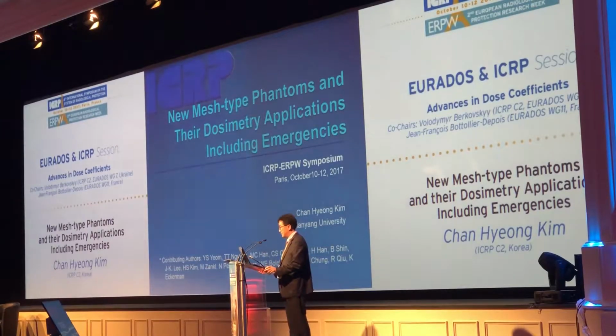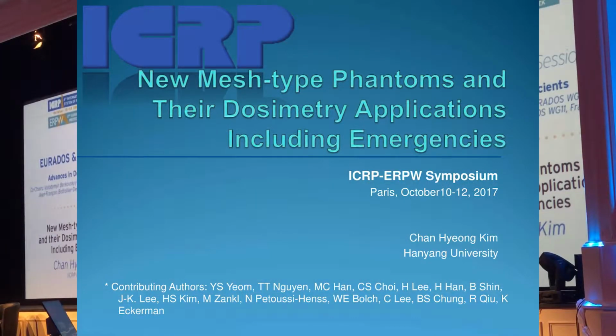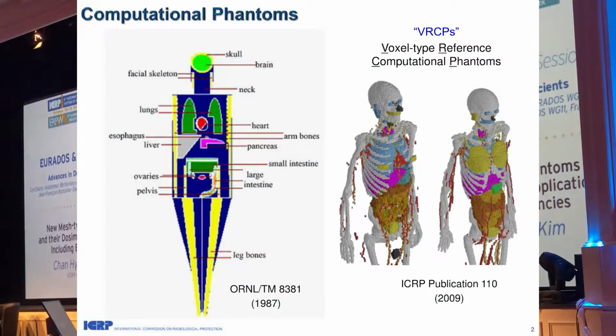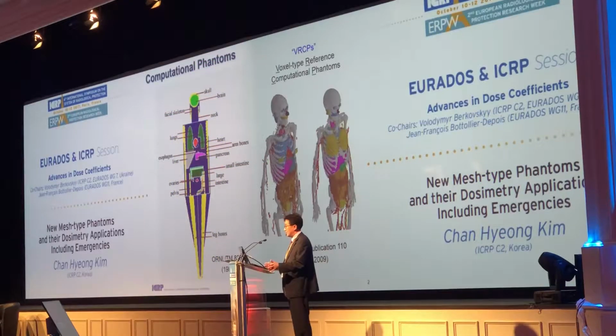Okay, in this presentation, I will introduce the new mesh type reference computational phantoms, and actually it's a continuation of Dr. Maria Zhang's presentation, I think. This slide shows the computational phantoms which have been used by ICRP for dose coefficient calculations. The left one is one of the stylized phantoms used in the past, and the right ones are the voxel phantoms. These are used these days, and these are the current ICRP reference computational phantoms for dose coefficient calculations.